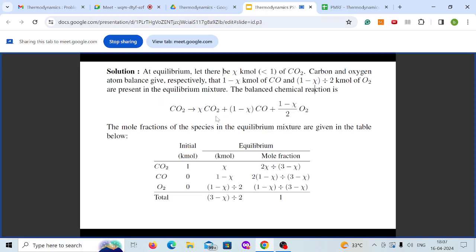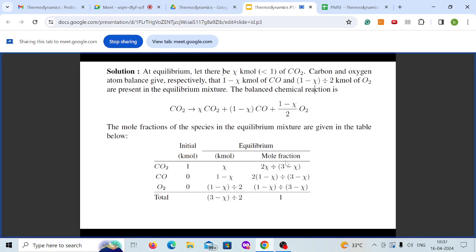Now we need to find out the x to estimate the composition of each component. Initially, if you see, we have CO2 as 1 kilomole and carbon monoxide and oxygen are 0 and 0. At equilibrium we have x kilomoles of CO2, 1 minus x kilomoles of CO and 1 minus x by 2 kilomoles of oxygen. If you add this up, we will get 3 minus x by 2. That is the total number of moles present.